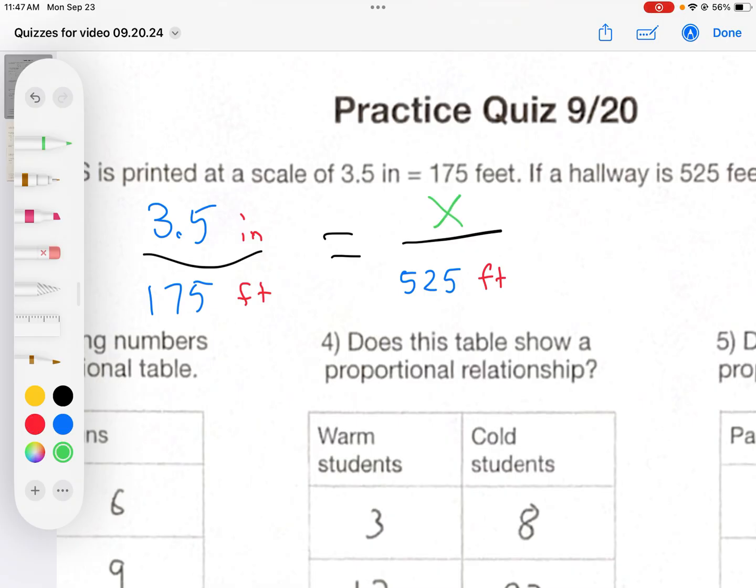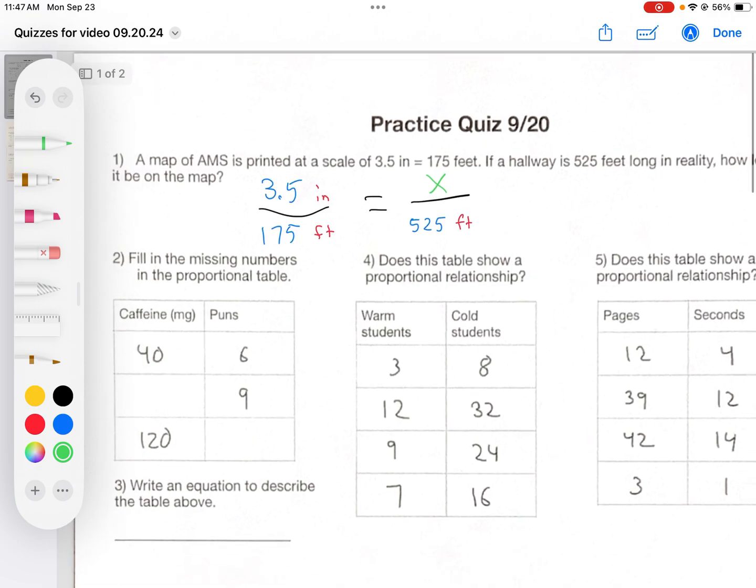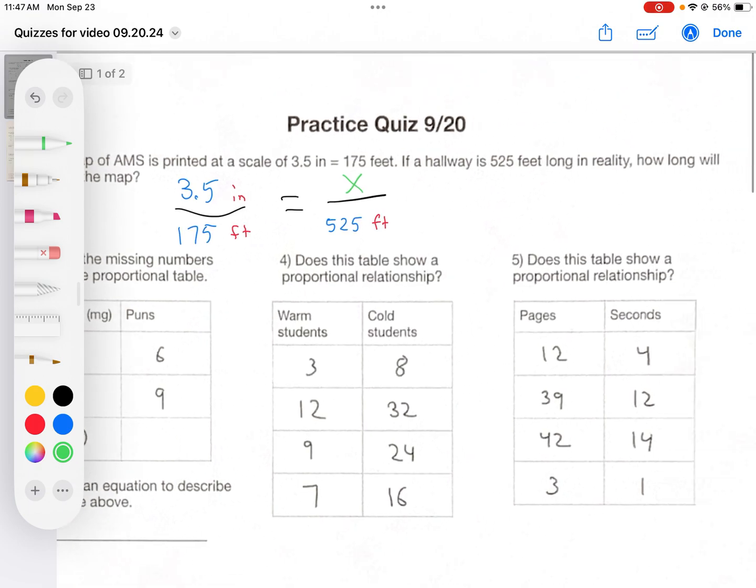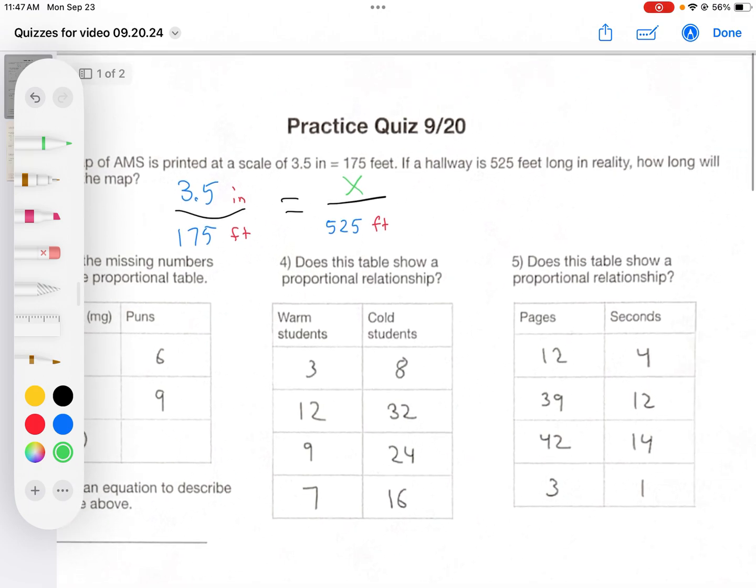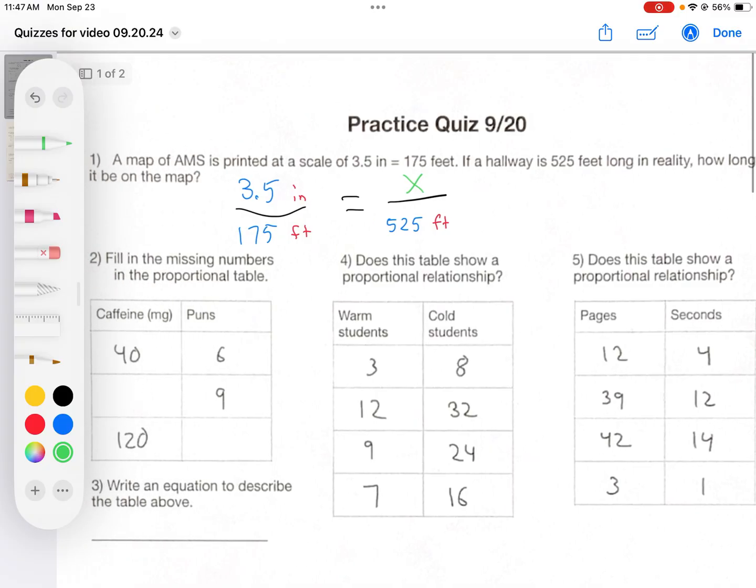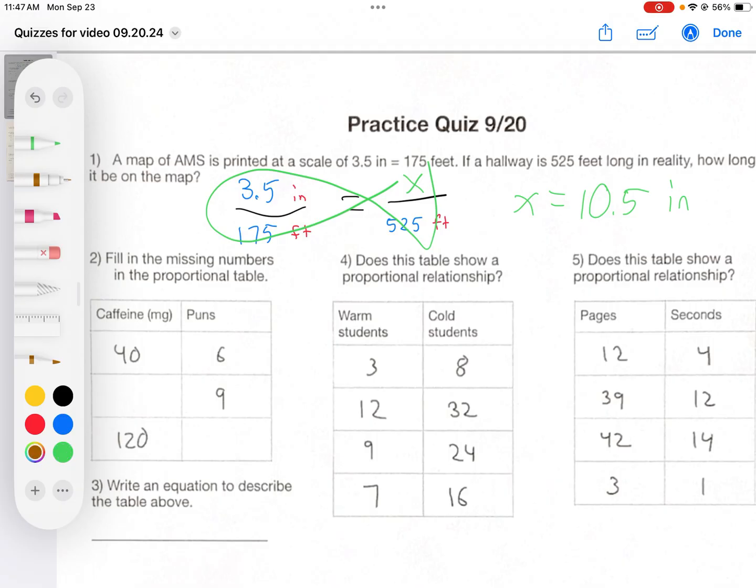And then we have our variable. Let's make sure it makes sense for the question. If a hallway is 525 feet long in reality, how long will it be on the map? That's going to be an inches number, so that makes sense. And if you go through and do the fish method, 525 times 3.5 divided by 175, you're going to get 10.5 inches. 10.5 inches. That's your answer for number one.